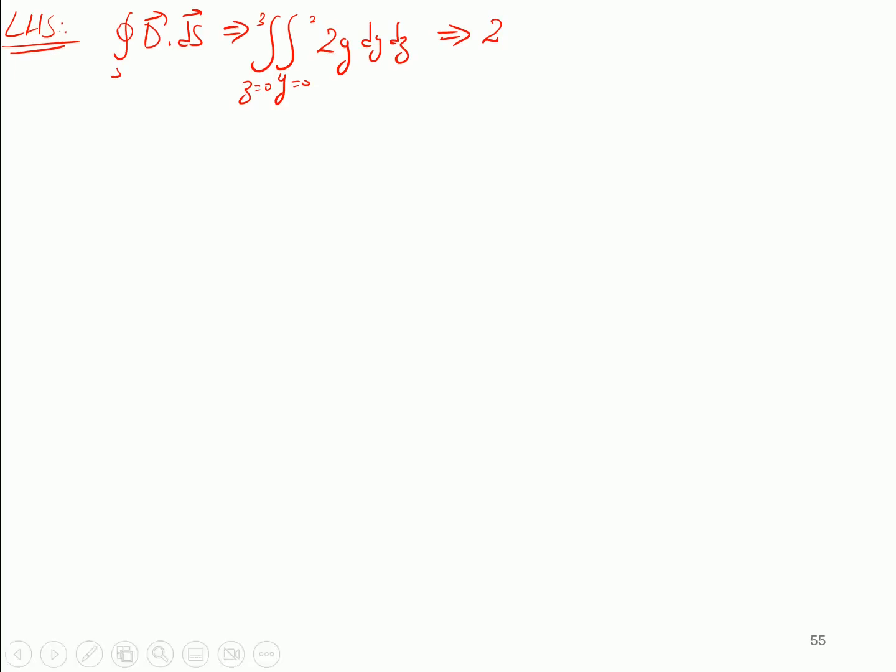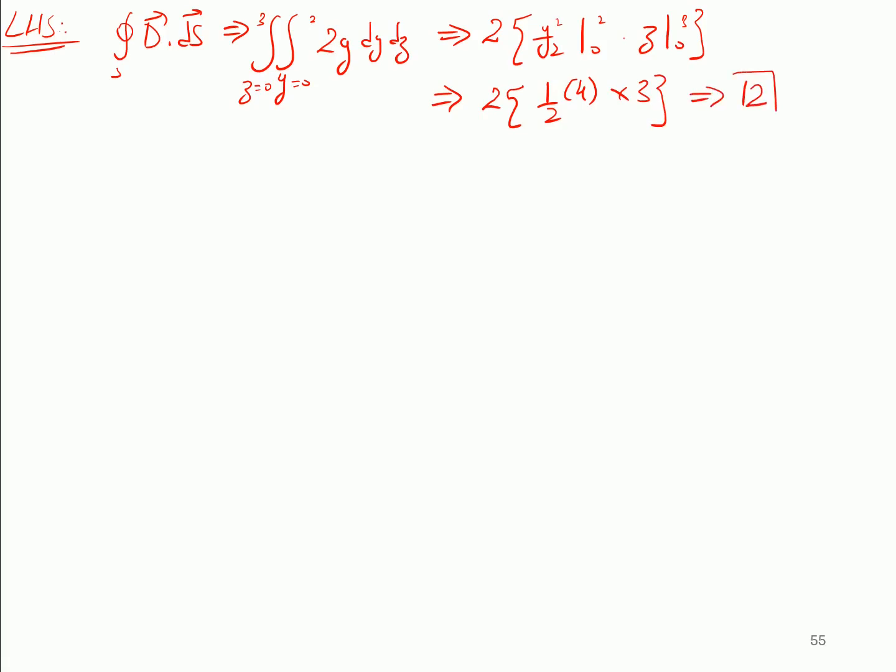We can start with y and z, so I'm just going to put the values. The y will be y square by 2 with limits 0 to 2, and z is going to be a simple integral because we have no coefficient of z, it's just the integral of dz, so it will be from 0 to 3. Once we solve this, you input the limits, so it will be 1 by 2 into 4 multiplied by 3, and the answer comes out to be 12. So this is the left hand side.